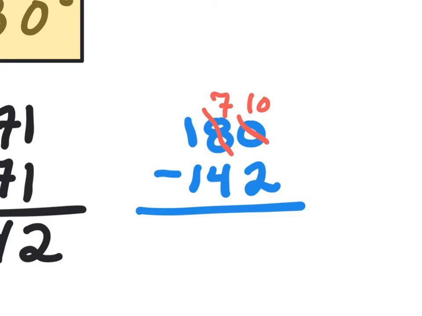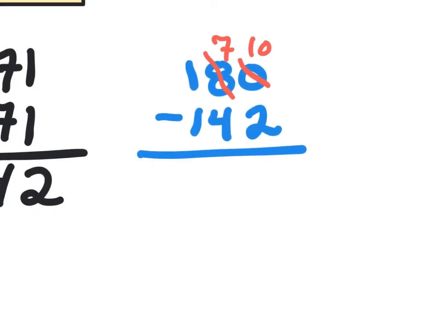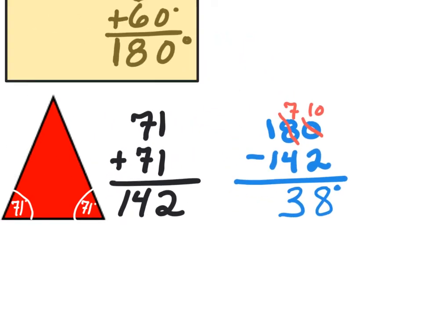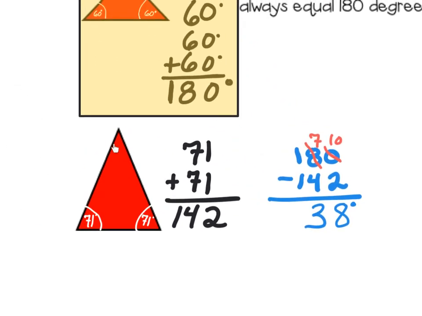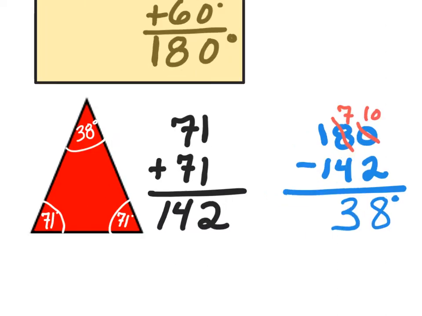I've got 10 minus 2 is going to give me 8, right? So I'll drop that 8 right there. And then 7 minus 4 is going to give me 3. So I drop the 3, and lo and behold, 38 degrees is what this final angle right here will be. So voila, my friends, this proves that this angle right here is a 38 degree angle.